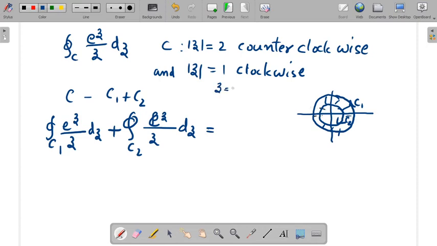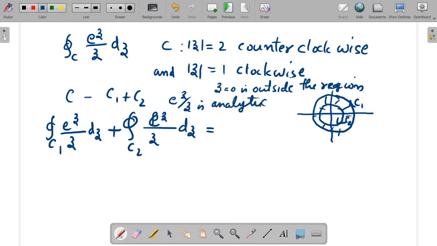z is equal to 0 is outside the region. So z is equal to 0 outside the region means e^z divided by z is analytic in this region, right? As it is analytic, you can say integral over C1 e^z/z dz plus integral over C2 e^z/z dz will be equal to 0. Right? If analytic, integral will be equal to 0.